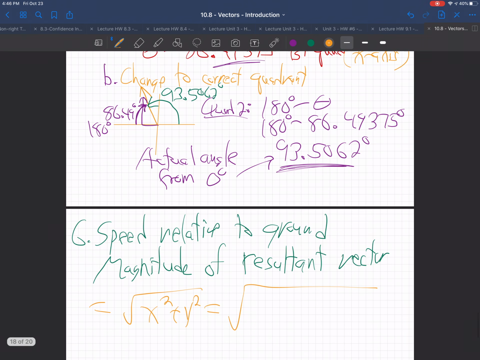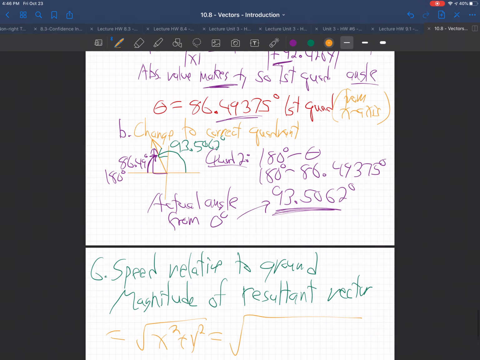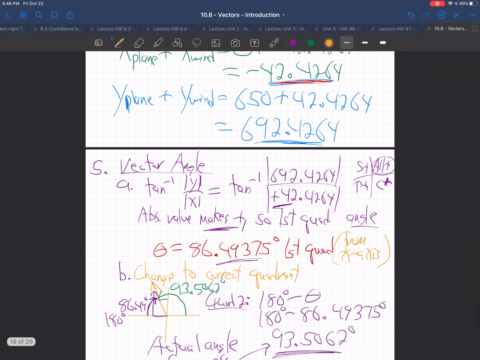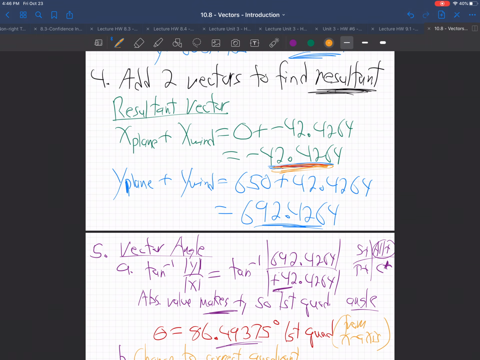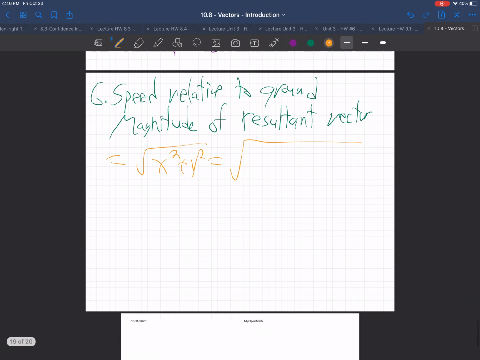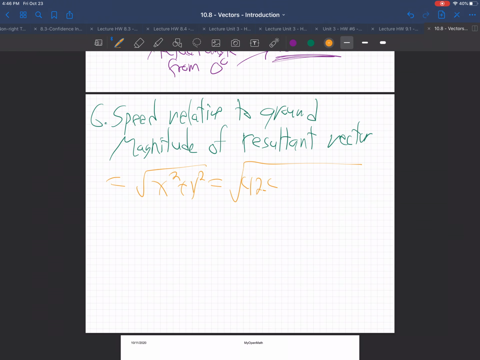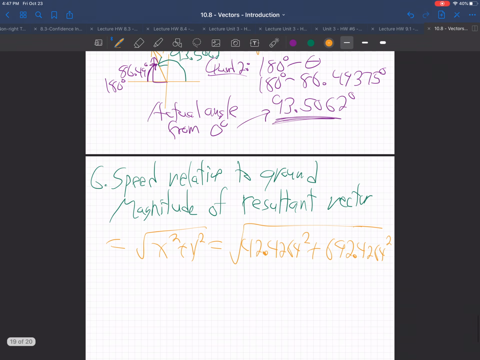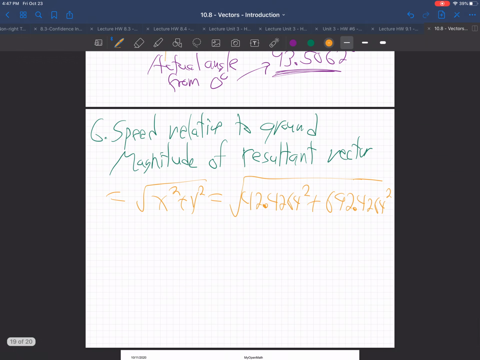So square root of x, what was x? Let's go back, get the vector. The x and the y. Up here, the resultant vector. Here's the x. Here's the y. 42.4264 squared plus 692.4264 squared. Those are the numbers, right? Yep. Put those in your calculator. So that'll give you the magnitude, which is the ground speed.